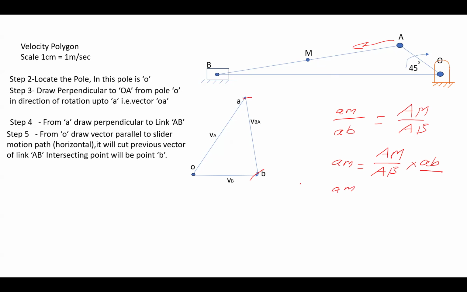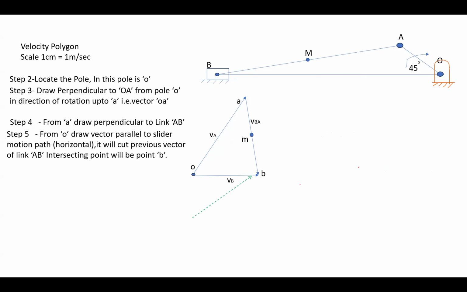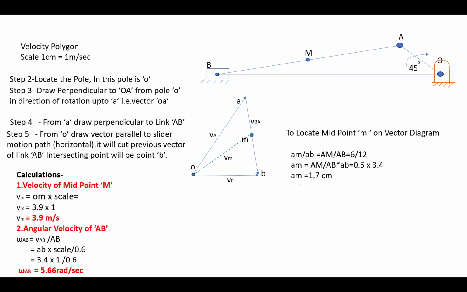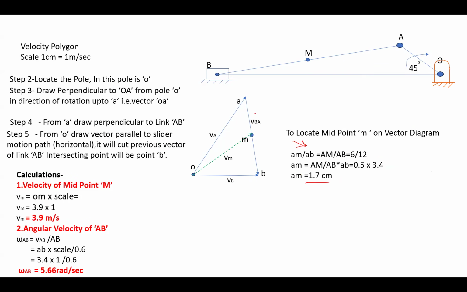So after calculation, you will get that small am here. That is 1.7 centimeter. So we have located the M point at 1.7 centimeter from A. So we located M. Join the O with the M. After joining O with the M, we'll get the velocity of M point.